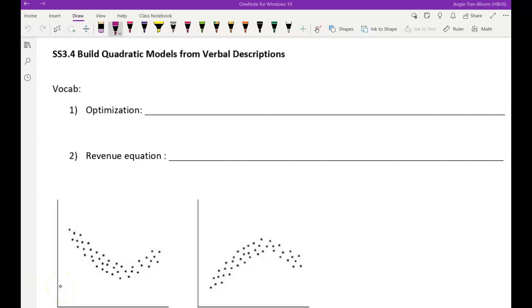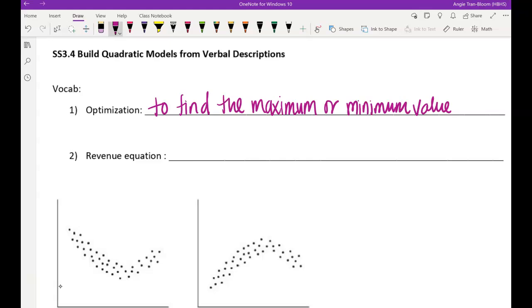Section 3.4, guys. Building quadratic models from verbal description. So we have a few vocab here. The first one is optimization. This is to find the maximum or minimum value based on the model. So based on each question.